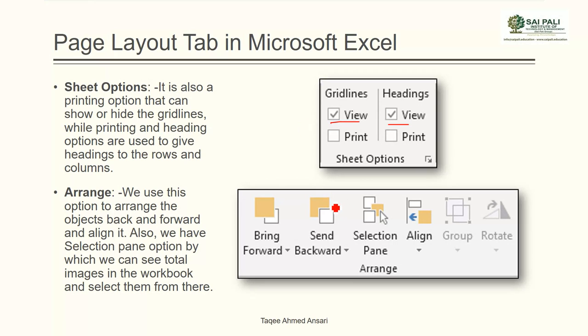Then the last group in this tab is the Arrange group. This Arrange group is all related to the shapes, images and objects which you have in the document. If you are having some images and shapes in your worksheet, in your workbook, then you can manage them from here. Manage them, that means if you have overlapping shapes, then you can decide to bring them forward or send them backward. You can align them, you can group, ungroup them, you can rotate them. Or also if you are not able to select some particular object, then you can go to the selection pane to select some specific objects.